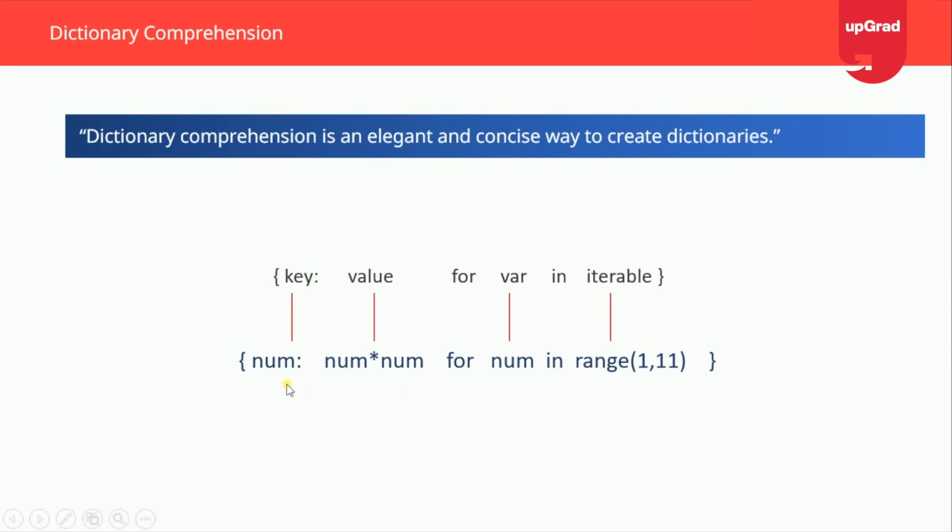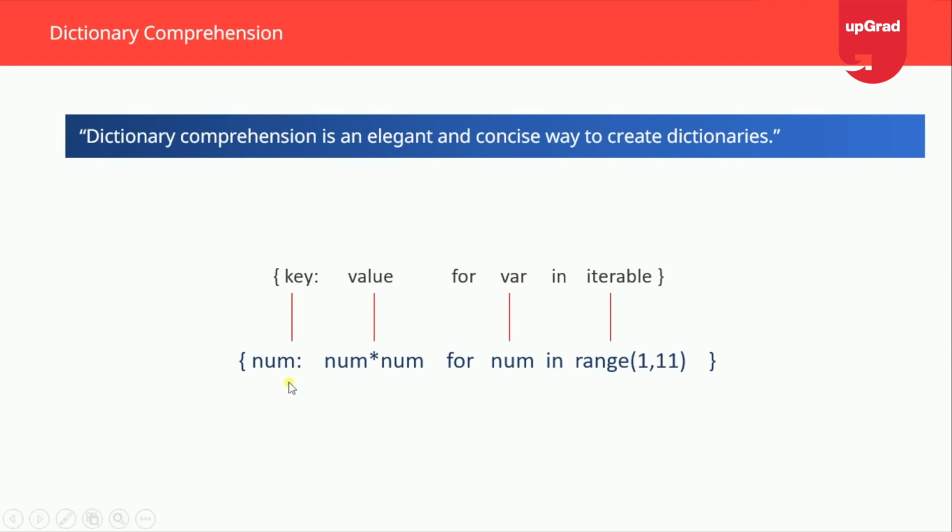So here is an example here. At the bottom, you can see that using the range function, I'm generating numbers between 1 and 10. All the numbers will be assigned to the num variable one by one. So the possible values of num would be from 1 till 10.